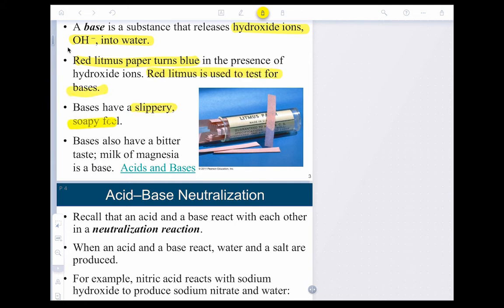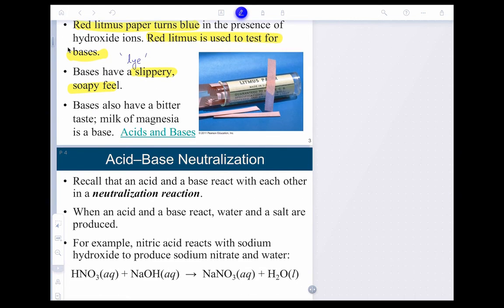Bases have a slippery, soapy feel. In the good old days, soaps contained sodium hydroxide as a base. It's also known as lye. Okay. So that was what gave the soapy, slippery feeling to soaps. Bases also have a bitter taste, like Pepto-Bismol and milk of magnesia. All of these contain bases.